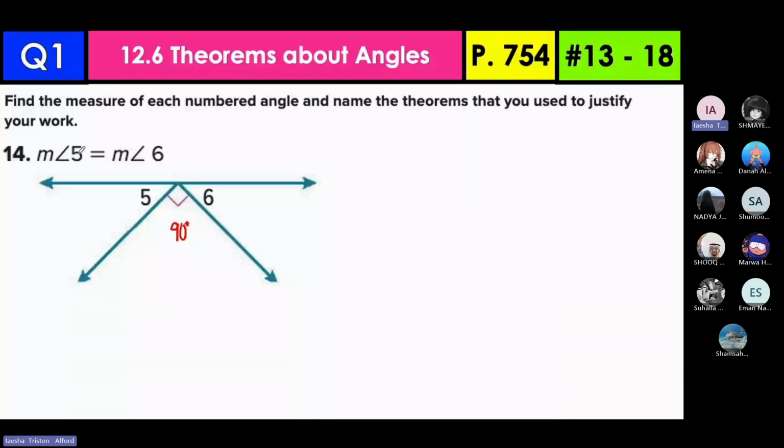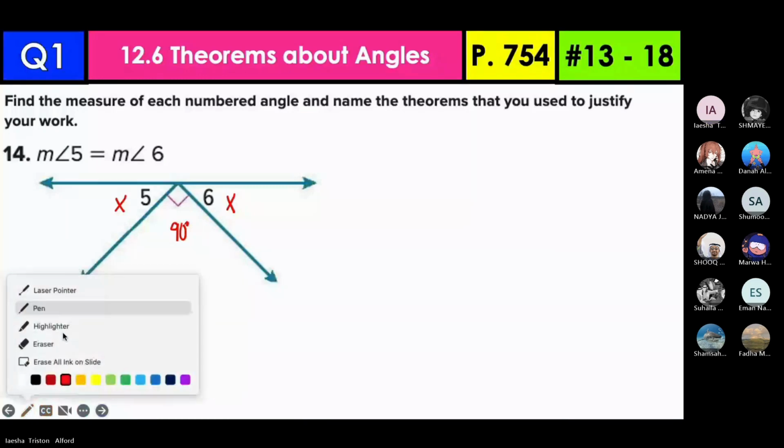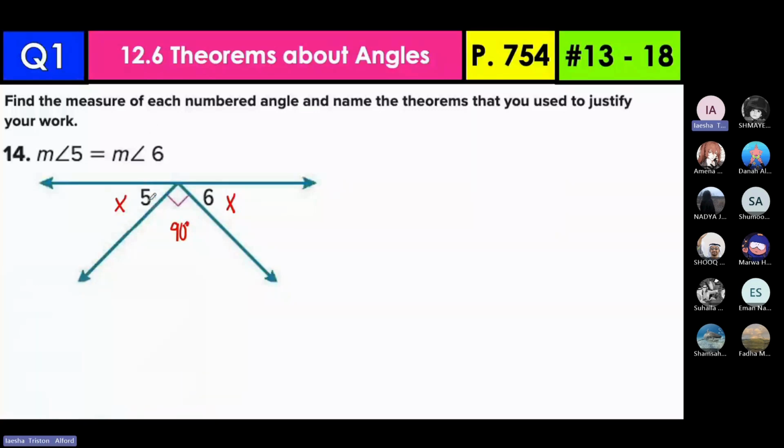Then it tells you angle 5 is equal to angle 6. So what can we write here if we do not know the number for angle 5 and angle 6? You don't know the number. Yeah, X. Then you have to see what picture they give you. This one is X, and this one is also X. So you can write an equation. What's the name of this thing?